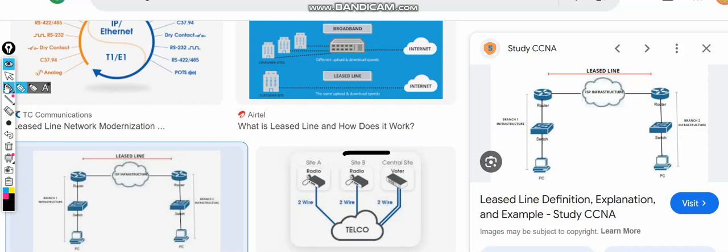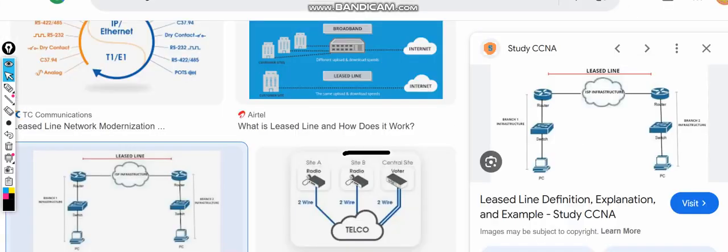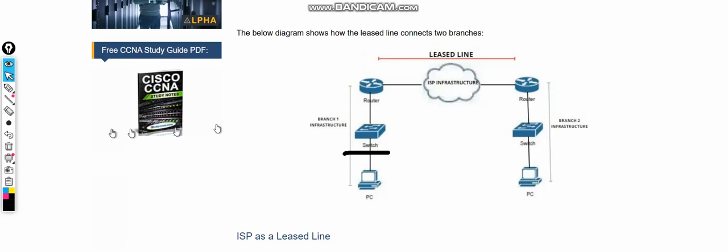LANs and WANs can be interconnected using T1 or T3 digital leased lines. See here, router. So this is a router, switch, PC. PC is connected to the switch. Switch is connected to the router. And the router is connected to the ISP infrastructure.